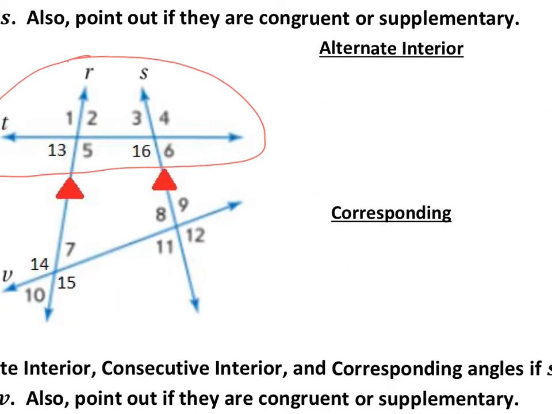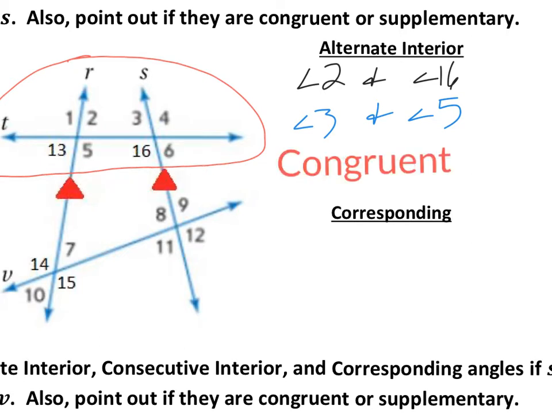Next, I'll identify my alternate interior and my corresponding angles. Alternate interior just means they're going to go over the transversal line. So I'm looking at 2 and 16 and 3 and 5 here. And by definition, if they're in between parallel lines, all alternate interior angles are going to be congruent as well. There, I moved it in the proper place. So our corresponding angles are going to be one's outside, one's inside, and they need to be on the same side of the transversal. So I'm looking at 1 and 3, 2 and 4, 13 and 16, and 5 and 6. Those are all my corresponding angles.